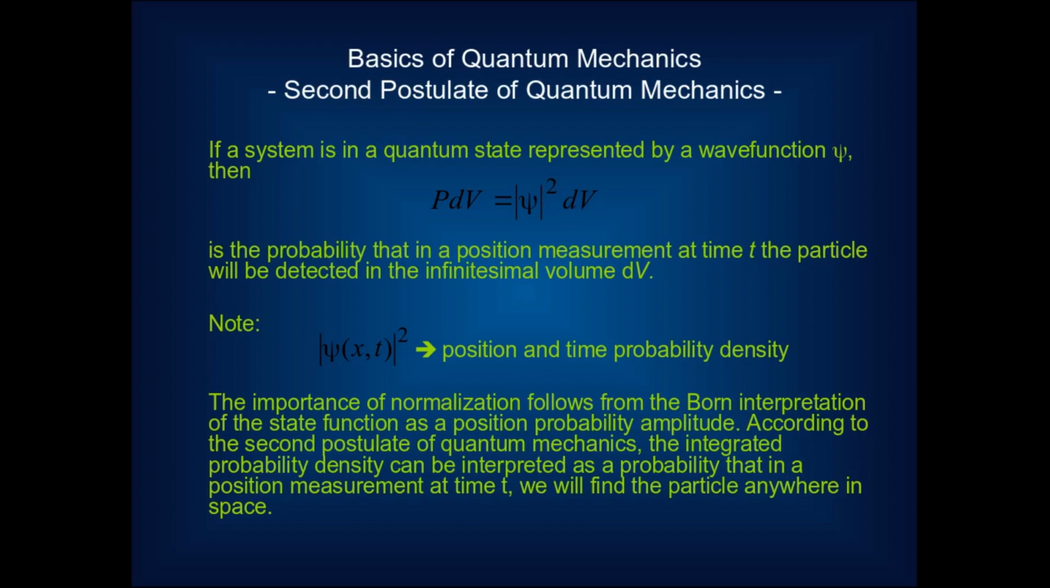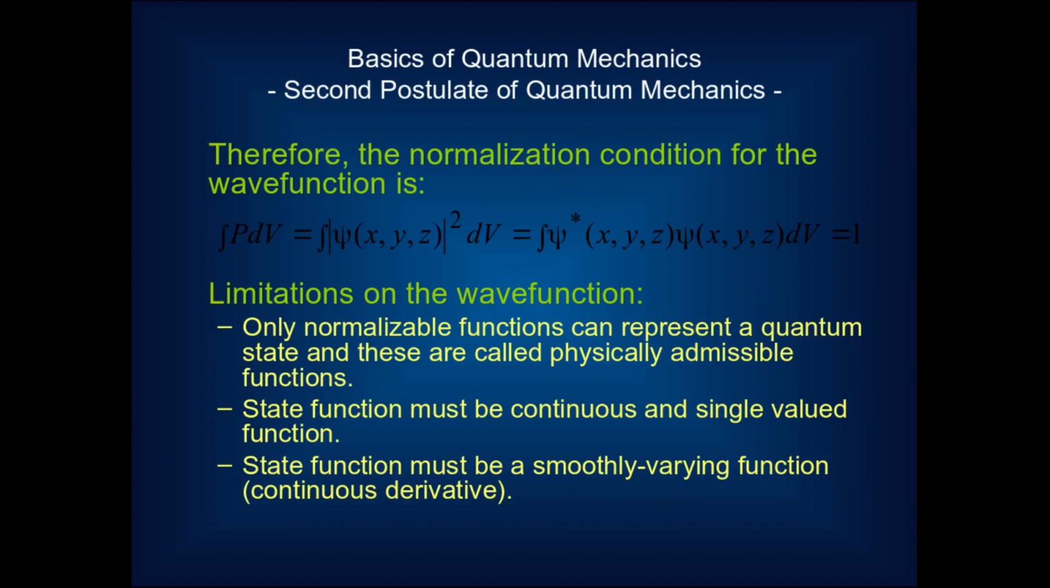The second postulate of quantum mechanics is that if the system is in a quantum state represented by the wave function psi, then the probability is equal to the square of the magnitude of psi. That is a possible measurement at the time t, and the particle will be detected in the infinitesimal volume dv. Therefore, the normalization condition for the wave function is the integration of p dv equals 1.